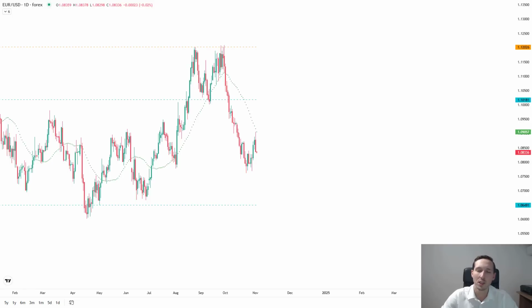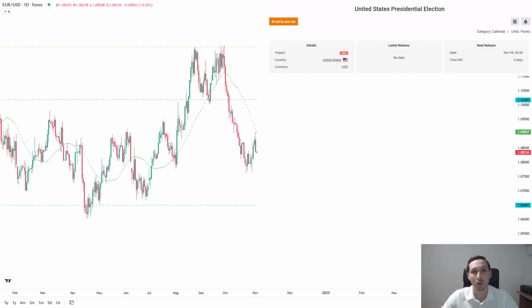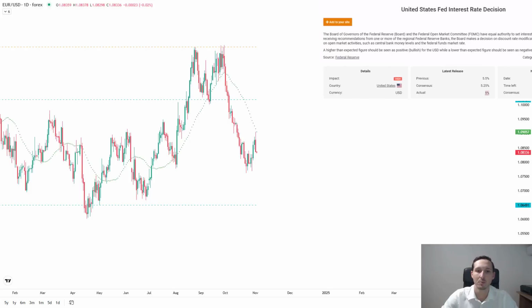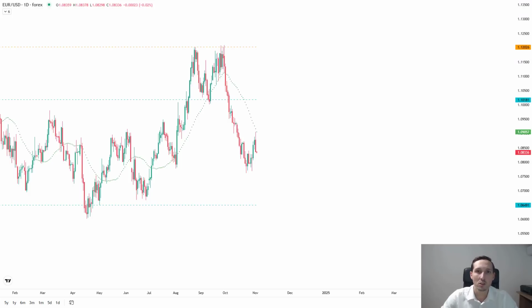Next week is a huge week because we've got the US elections on Tuesday, and then on Thursday we've got the Federal Reserve with an interest rate cut, which is expected, 25 basis points. So there is going to be a lot of volatility next week.